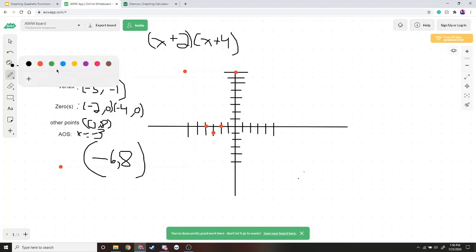Our last thing to do, like always, is finish the parabola. So we draw a line like this, curve, and add the arrows, and you're done.